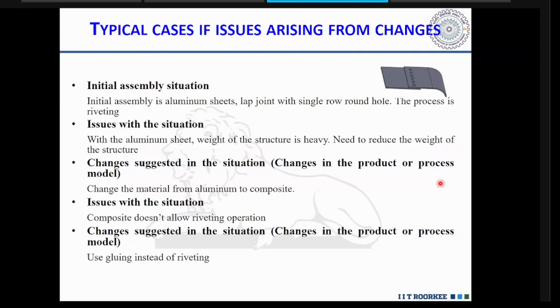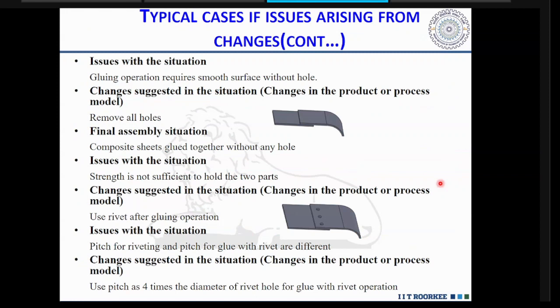In one case, the initial assembly situation was aluminum sheets and lap joints with a single row of holes, right? And the process is riveting. The issue in this situation is that with the aluminum sheet, the weight of the structure was heavy and needed to be reduced, right? So one of the experts said, and the change suggested is, change the material from aluminum to composite, right? And composite doesn't allow riveting operations, right? So the change suggested in the structure is to use gluing instead of riveting. Like this, this is another one of the cases, right?